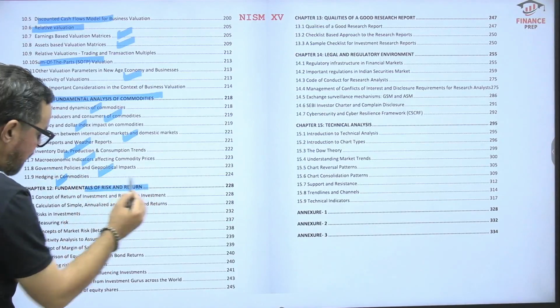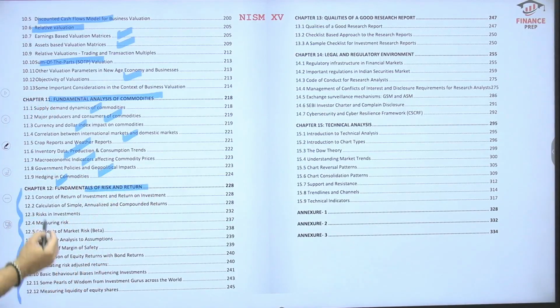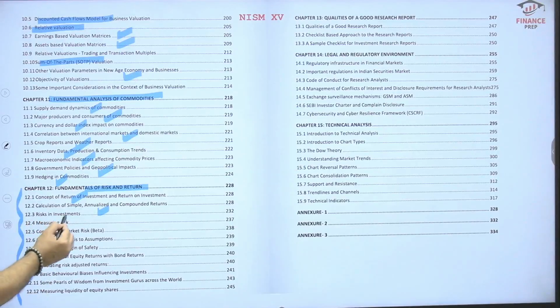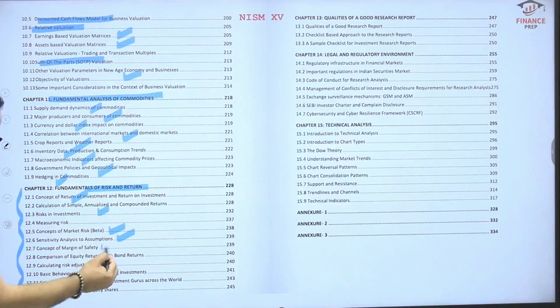Then risk and return, another important module, which includes the concept of return of the investment and return on investment. Okay. Then we have calculation of simple, annual and compound interest. Then we have risk and investment, measuring risk, concept of market risk, beta, sensitivity analysis. We have the concept of margin of safety, equity return with bond return, calculating risk adjusted return, basic behavioral biases, some pearls of wisdom from the investment gurus, and measuring liquidity of equity shares.